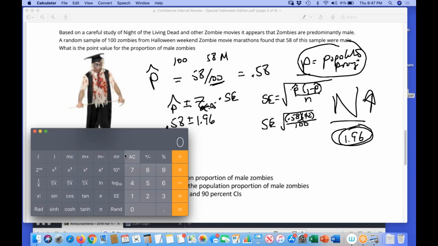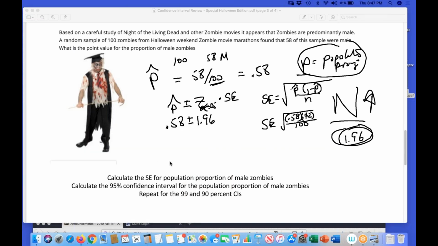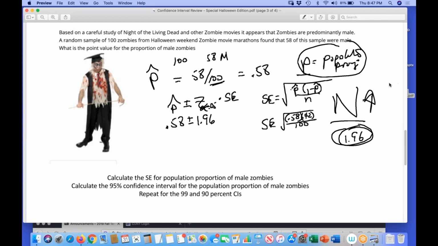Okay, so I'm going to clear this out. I'm going to say 0.58 times 0.42, multiply it out, divide by 100, is equal to this, and then I'm going to take the square root of that. It's equal to 0.0493. For my purposes, I'm going to call it 0.05. Actually, let's stick with 0.049. Okay, so this is going to be 1.96 times 0.049.